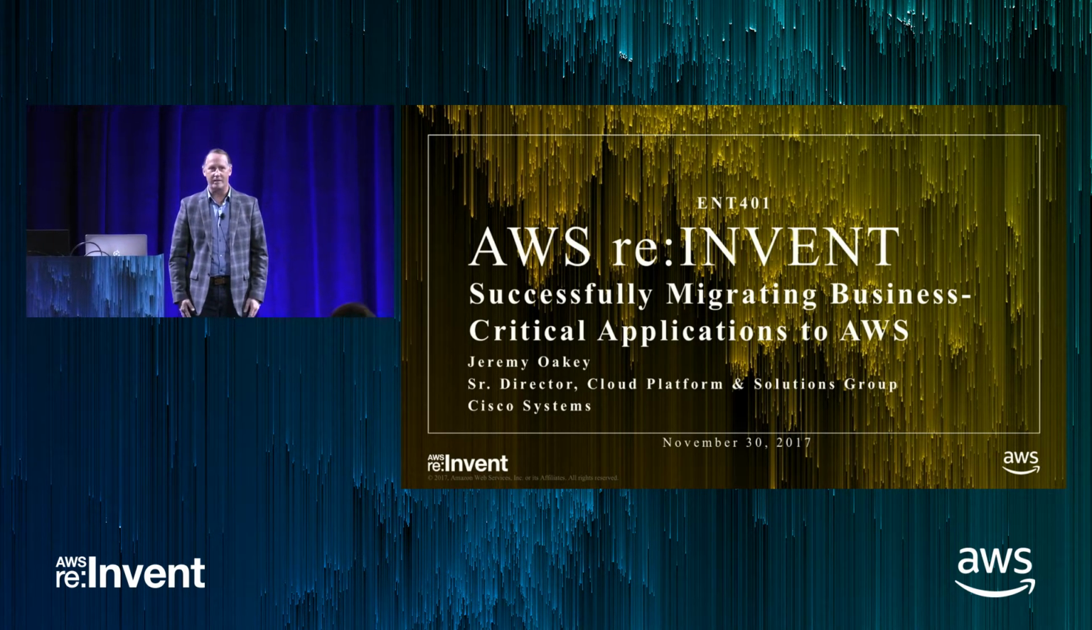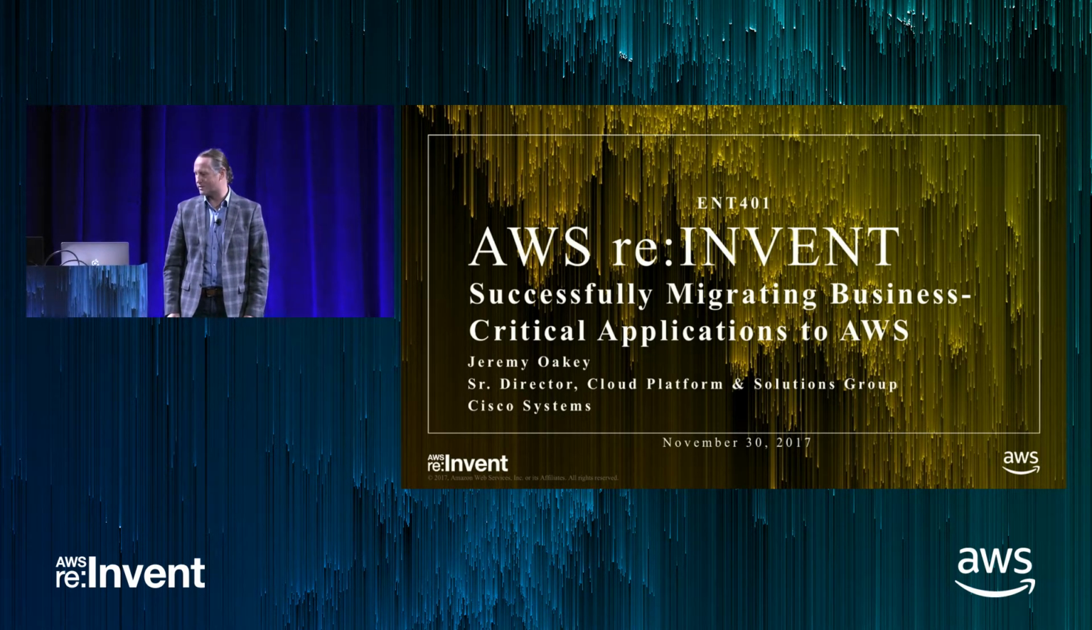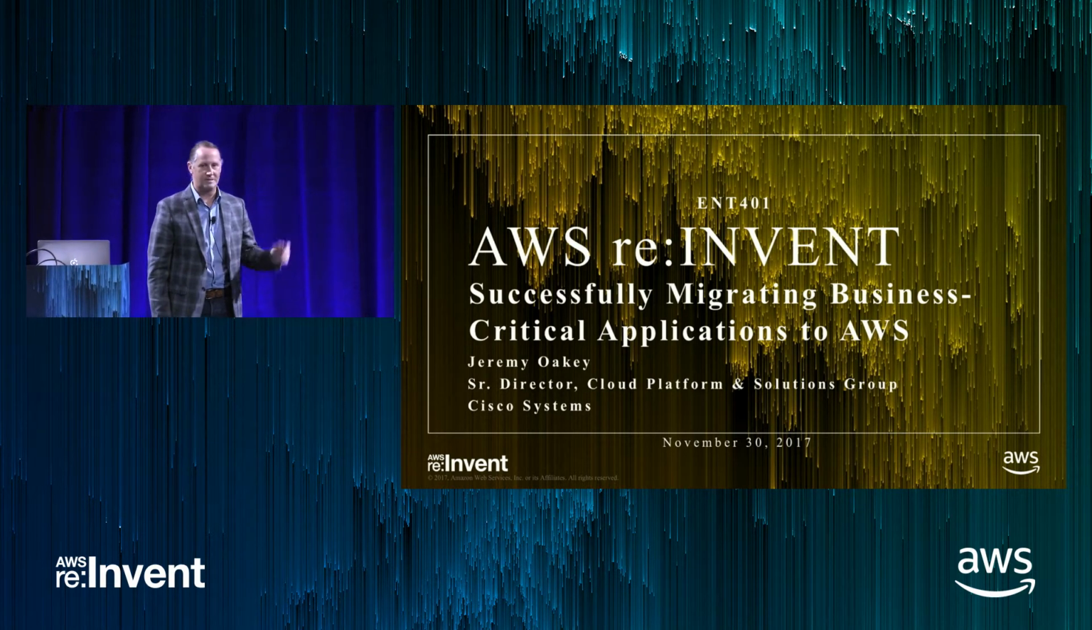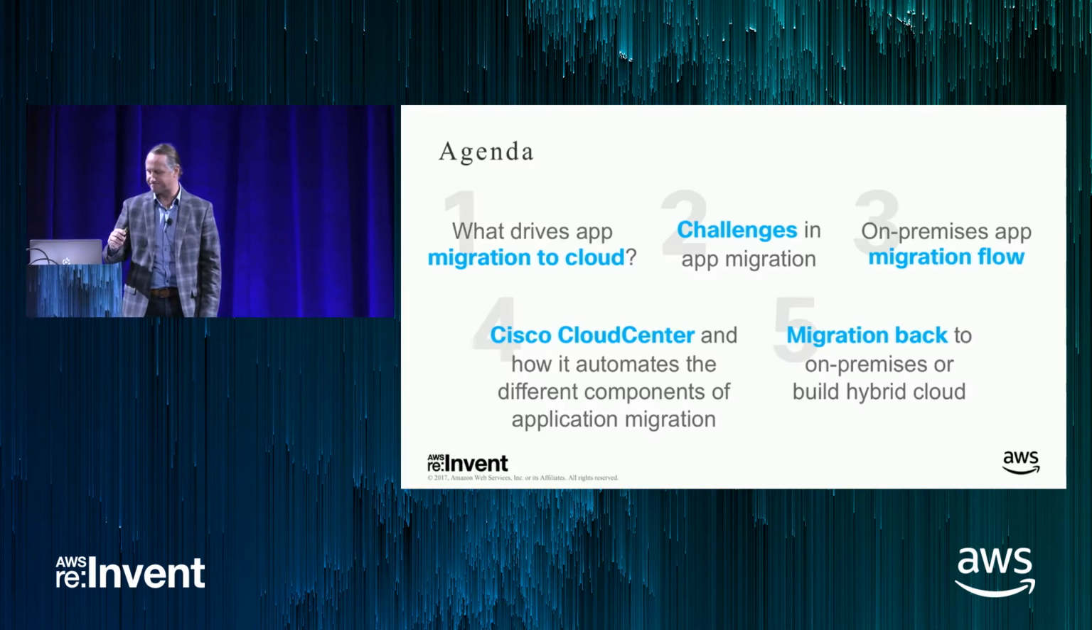My name is Jeremy Oki. I'm a senior director with Cisco's Cloud Platforms and Solutions Group. So I run a technical integration team. So today, specifically, we're going to talk about successfully migrating business applications to AWS.